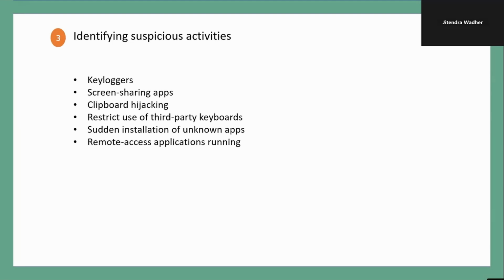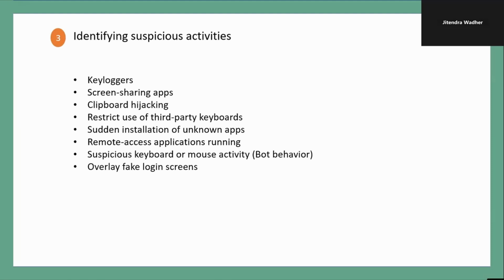It will identify if there is a remote access application running and someone else is actually doing the transaction. It will try to identify suspicious activity at the keyboard or mouse level. Basically, if bots are operating, then there is no human input in terms of keyboard or mouse, but data will get populated on the screen. So it will try to detect that.